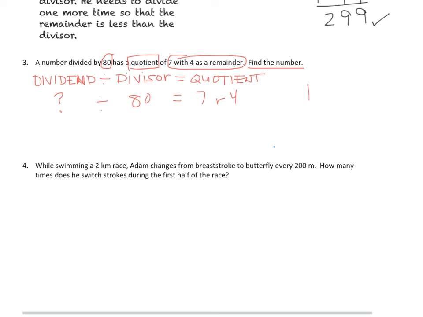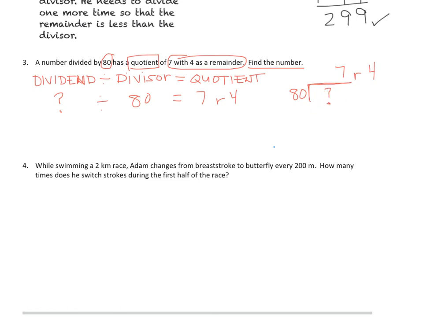So we're going to say, okay, in the doghouse is the dividend. Well, what's the dividend? Do we know what that is? No, we don't. That's our question mark. So let's go ahead and put a question mark there. So our divisor is 80. And our quotient is going to be 7 with the remainder of 4. So we got to figure out how to figure out what the dividend is.